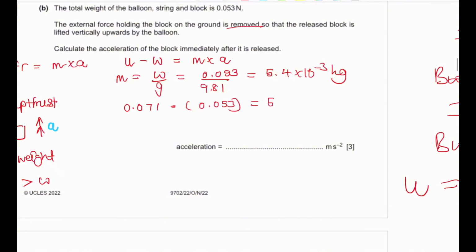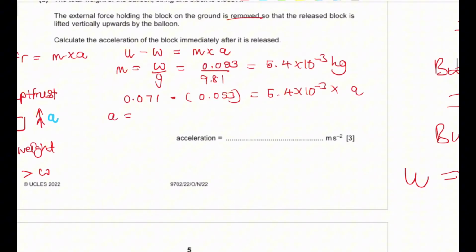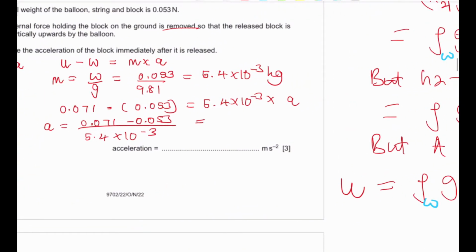This must be equal to your mass, 5.4 times 10 to the power of -3, times your acceleration. So acceleration will just be 0.071 subtract 0.053, divided by your mass, which is 5.4 times 10 to the power of -3. That gives you an acceleration of approximately 3.3 meters per second squared.